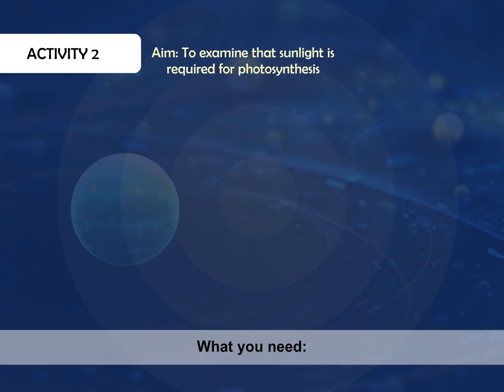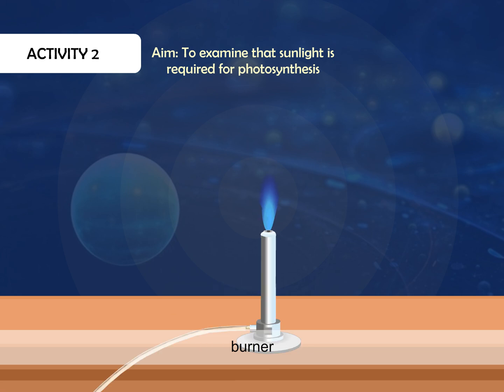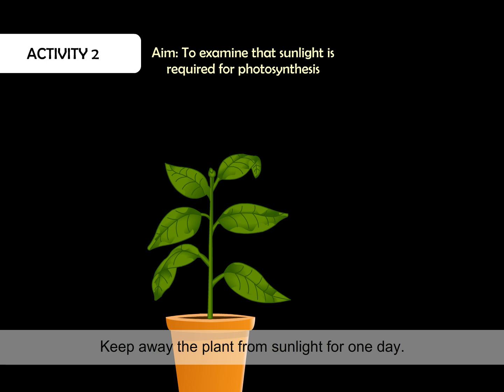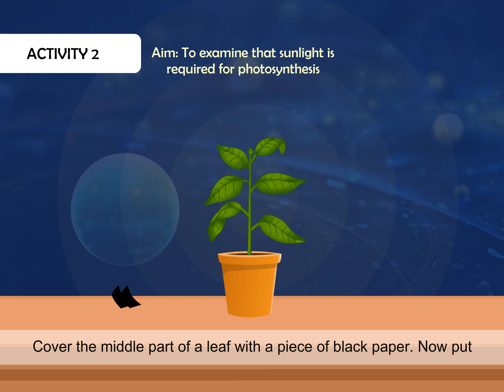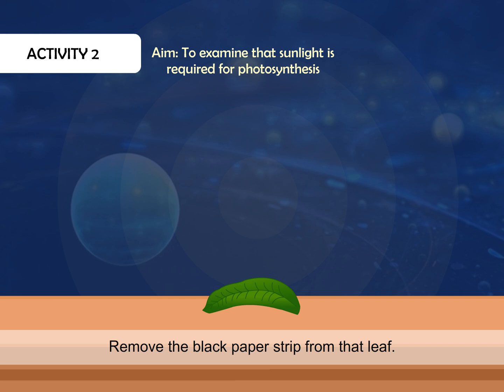What you need: leaf, black paper strip, burner, alcohol, iodine solution. Keep away the plant from sunlight for 1 day. Cover the middle part of a leaf with a piece of black paper. Now put the pot in sunlight for a few hours. Remove the black paper strip from that leaf.